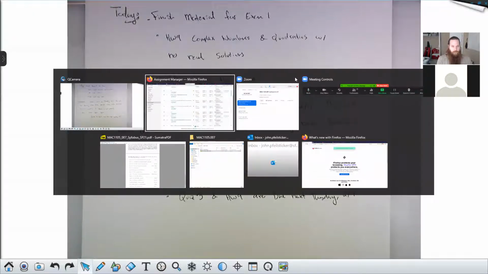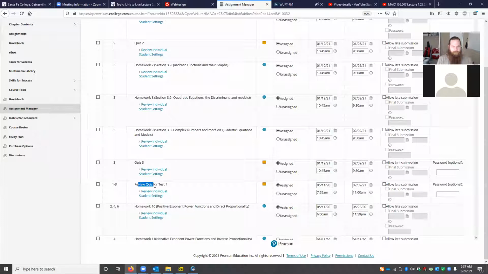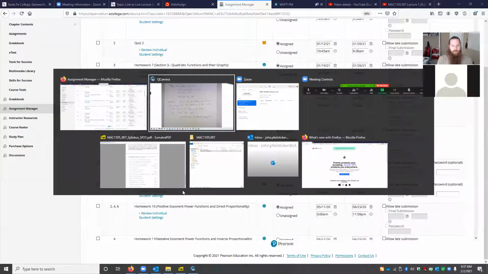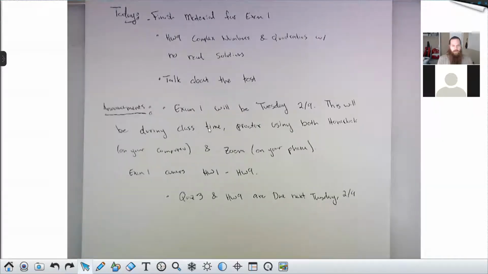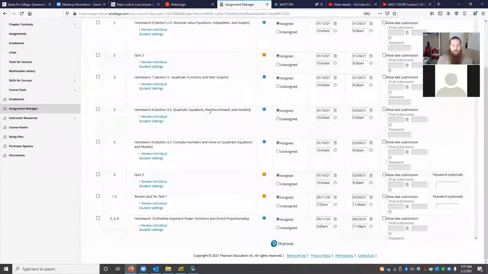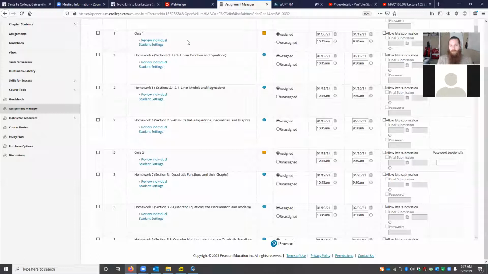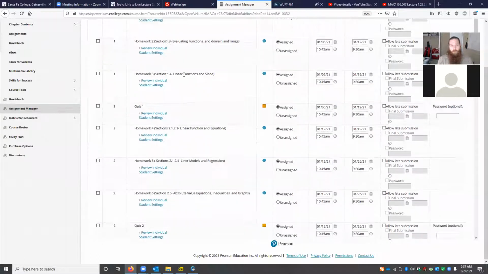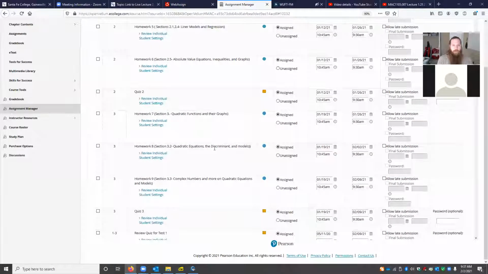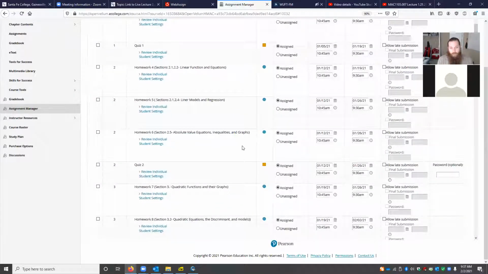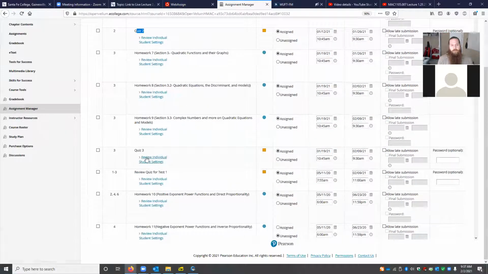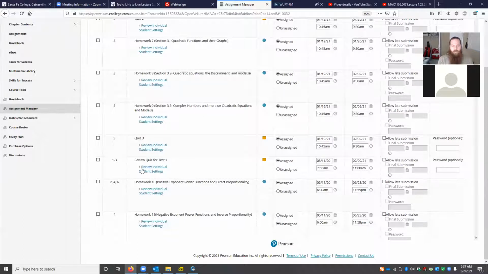There's also a review for test 1 that you can do in Pearson in My Math Lab. So these are the main tools to prepare for the test. First, make sure you study the homework problems. Make sure you can do all the homework problems on your own. If you want to condense that, make sure you can do all of the quiz problems on your own, like print the quizzes. Make sure you can solve those without using any of the little help things.